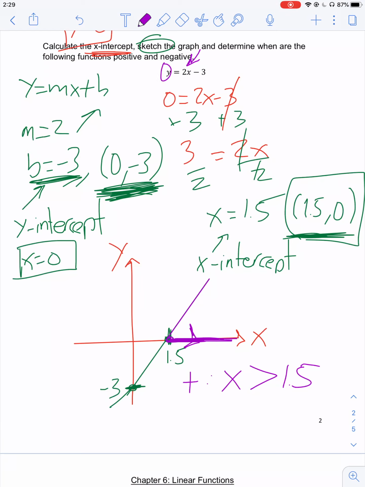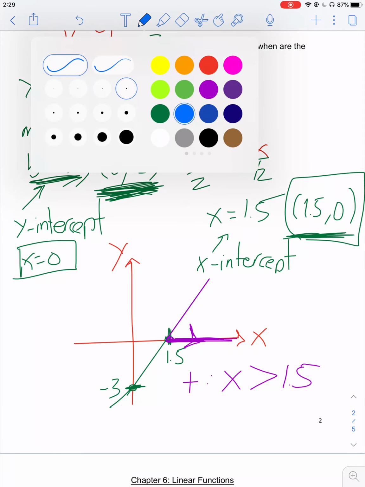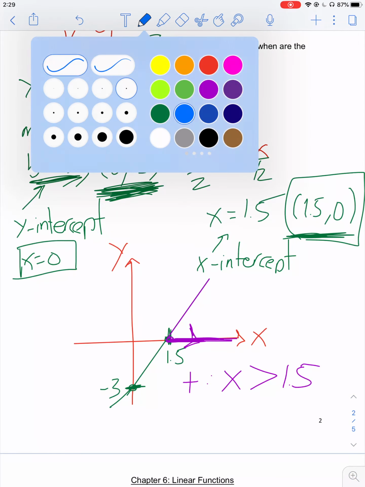So if you put, let's say, x is equal to 2, and 2 times 2 is 4, 4 minus 3 is 1, so your function will be positive as long as your x values are greater than 1.5, okay? Now for negative, it's a very similar idea, right? So for negative, what color should I use? Let's go with blue, okay?